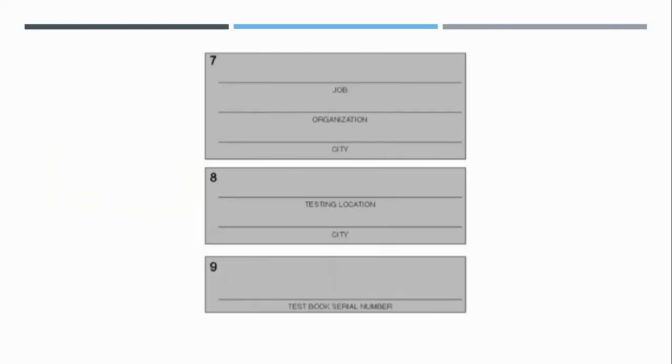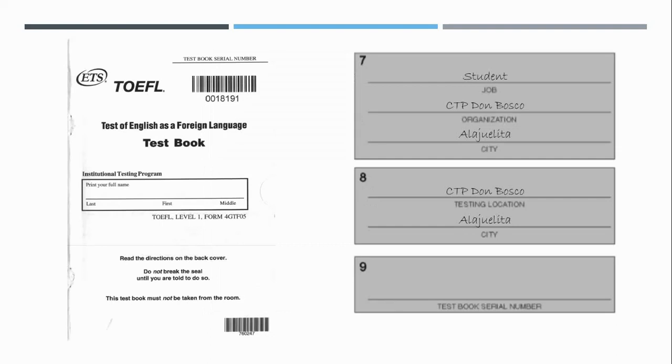In the case of sections 7, 8, and 9, these are the instructions. In the case of 7, your job is student, the organization, well, where do you study? At CTP Don Bosco. And your city is Alajuelita. In the case of number 8, the testing location, probably it's going to be CTP Don Bosco, and the city is going to be Alajuelita.